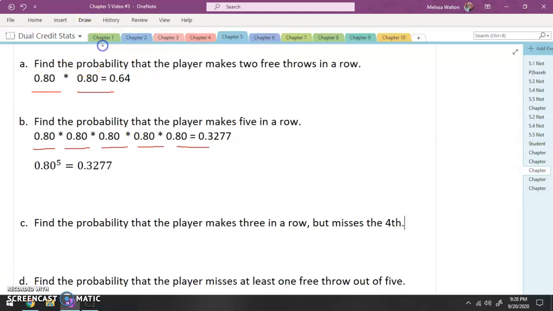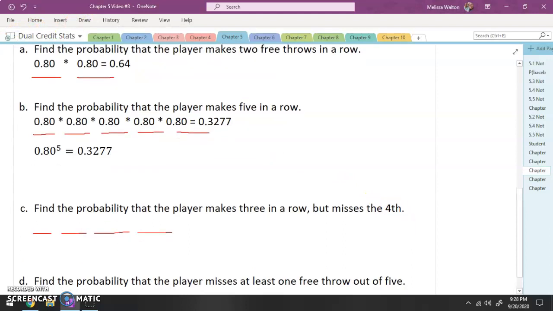We have 4 events now. We have 1, 2, 3, and 4. And we are going to say make, make, make, miss. We want to miss that fourth one.